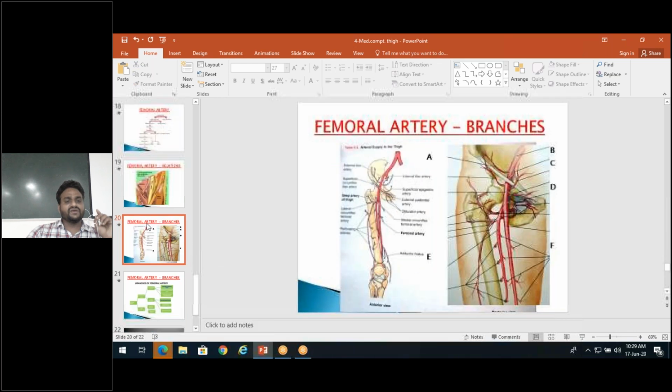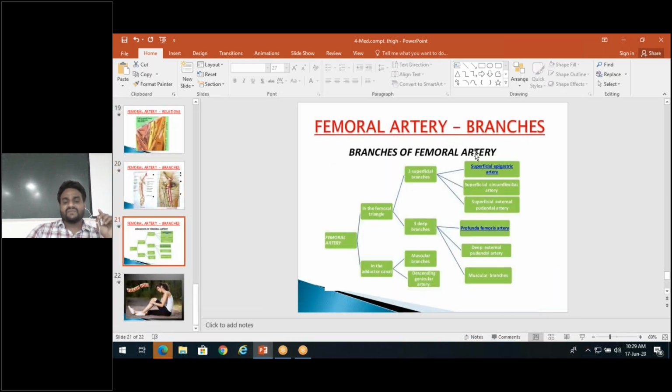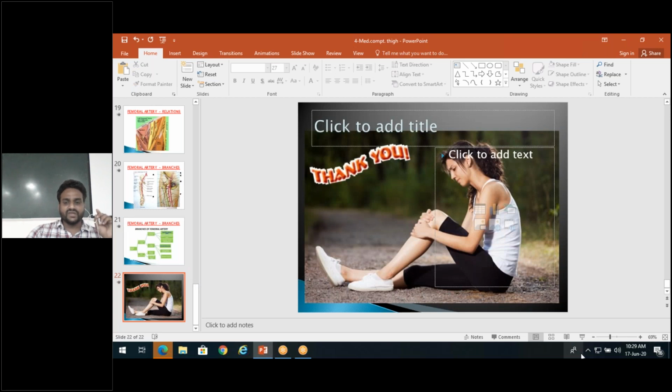Then we have seen the femoral artery and its branches: branches in the femoral triangle and branches in the adductor canal, two types of branches. Sometimes they may ask femoral artery as an essay question, which may be a surprise for you, or otherwise a 5 marks question. Okay, that's it. So this is about today's class.